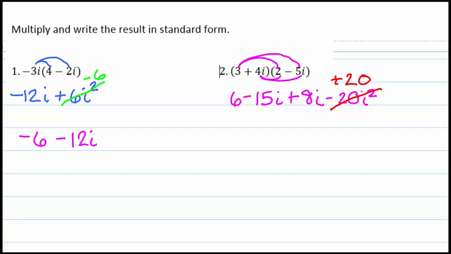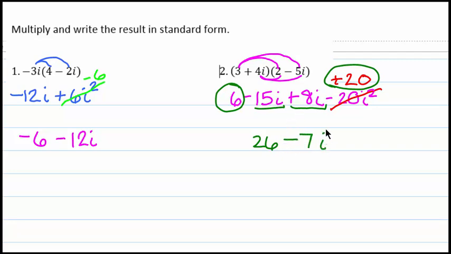So now I look at, all right, real, real. So therefore I have 26, imaginary, imaginary, combining those parts, -7i, those like terms. And there's my answer.